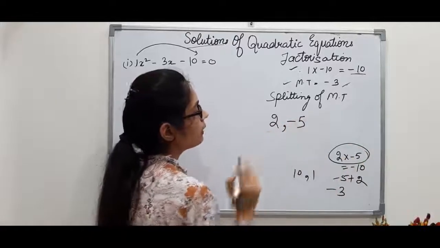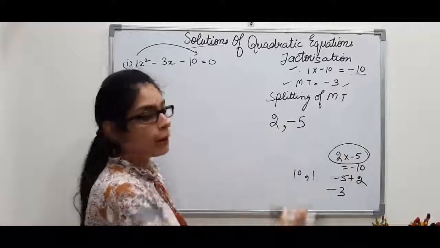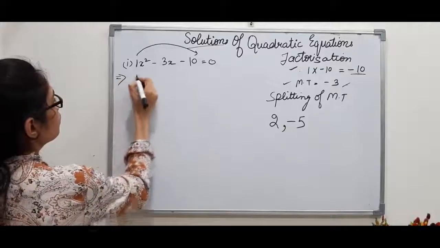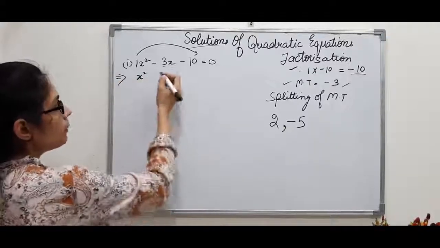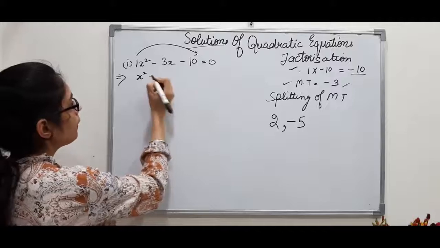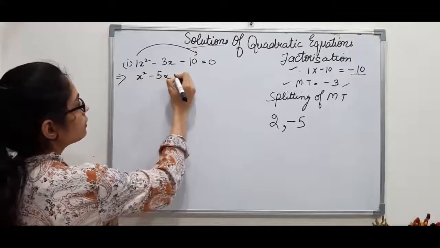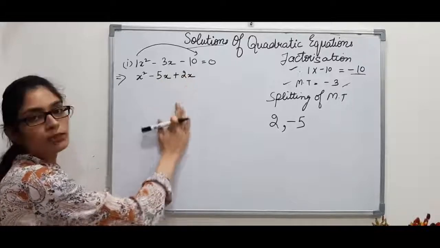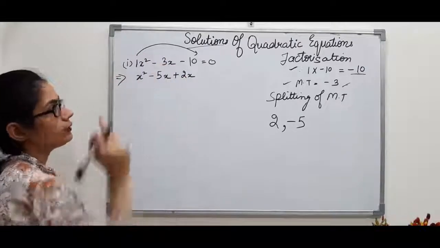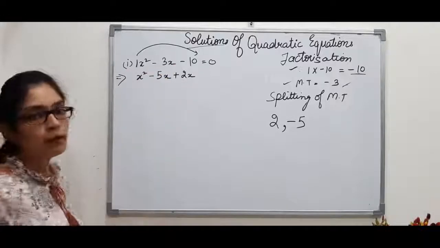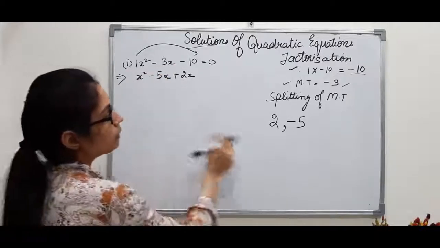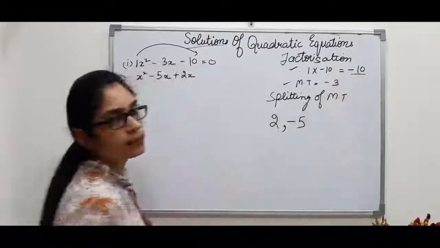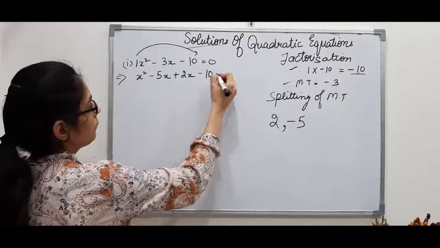I will split the middle term into 2 and minus 5. Let's see how I can do that. So x square I will write as it is. So in place of 3x, now I can write minus 5x plus 2x. See, if you add minus 5 plus 2, you will get minus 3. We just have split the middle term into two numbers whose product is equal to this, whose addition is equal to this, minus 10.